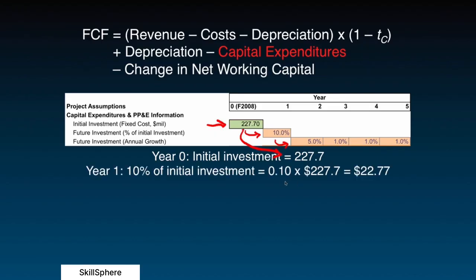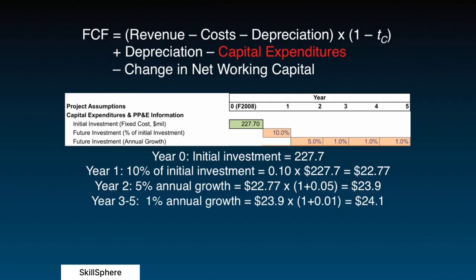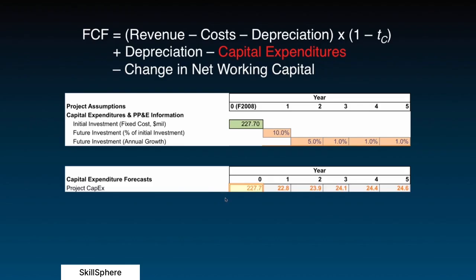For year one, we're going to take 10% of that $227 million to get $22.77 million. For year two, we're going to grow that at an assumed 5%. So we compound up the $22.77 million at 5% to get a forecast of capital expenditures in year two of $23.9 million. And continuing that growth process for years 3, 4, and 5 at 1%, we're ultimately going to arrive at our projected capital expenditure series. There it is.